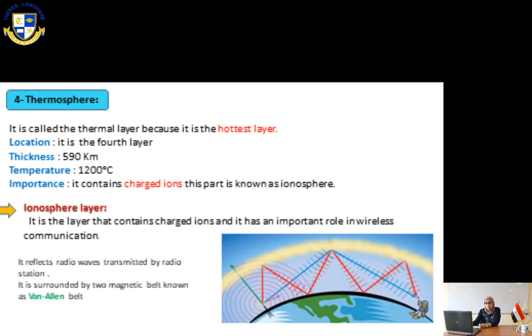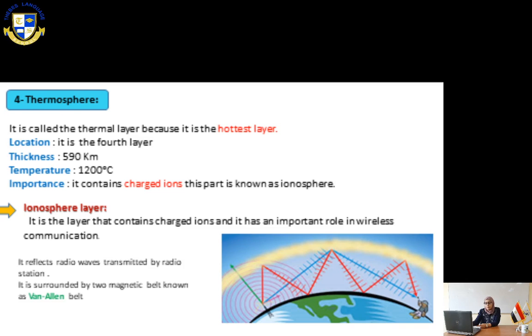So the thermosphere consists of two parts, which are called the ionosphere and the exosphere. The ionosphere is called so because it has charged ions. The ionosphere layer contains charged ions and it has an important role in wireless communication. As shown in the figure, the ionosphere reflects the radio waves transmitted by the radio station and it is surrounded by two magnetic belts known as Van Allen belts. So what is the Van Allen belt? They are two magnetic belts that surround the ionosphere.